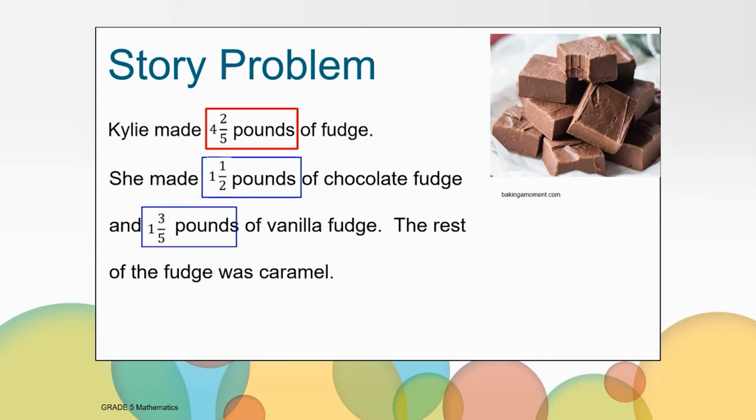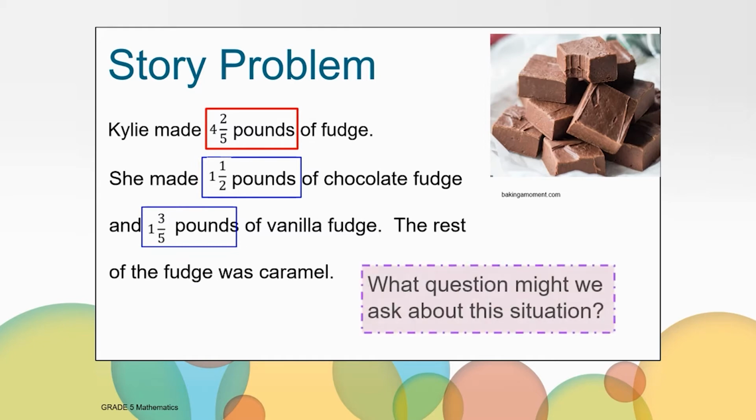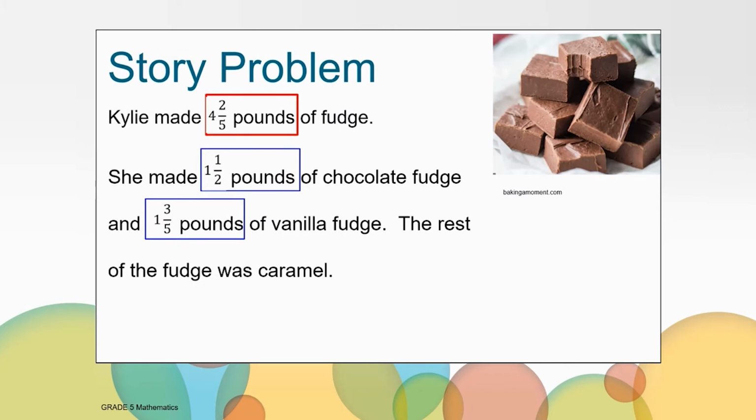So we know the total amount of fudge that Kylie made, and we know the amounts of chocolate and vanilla fudge. What questions might we ask about this situation? Let's reread the problem. Kylie made 4 2/5 pounds of fudge. She made 1 1/2 pounds of chocolate fudge and 1 3/5 pounds of vanilla fudge. The rest of the fudge was caramel. How much caramel fudge did Kylie make?